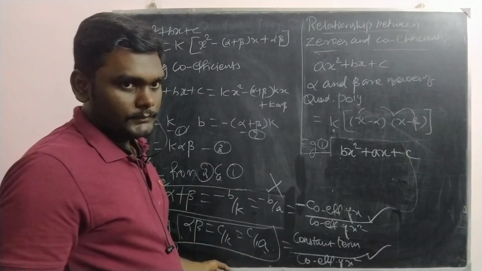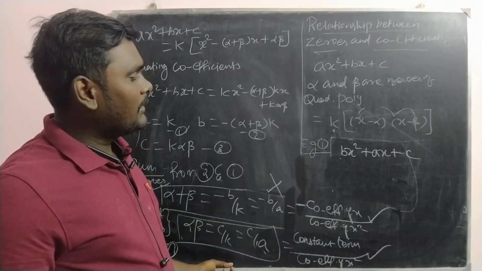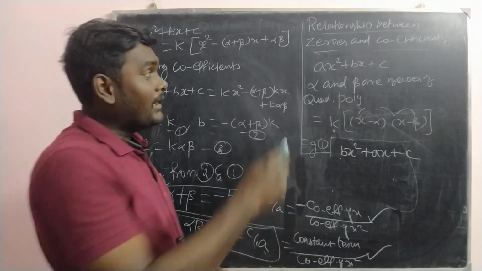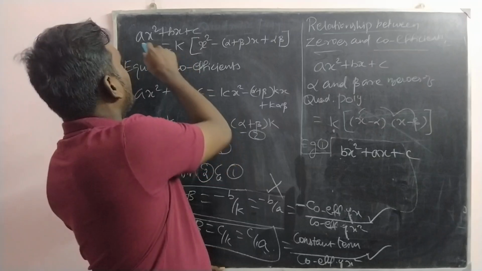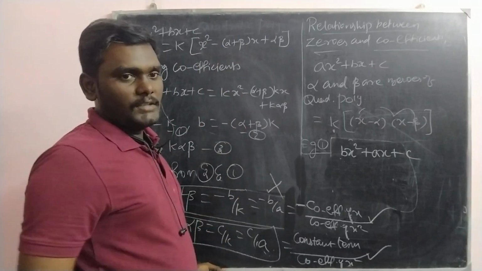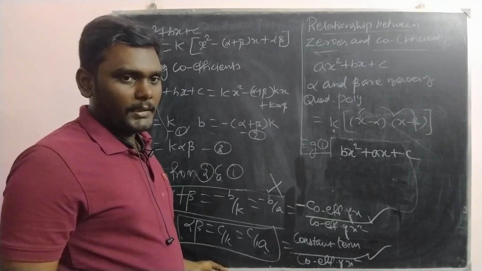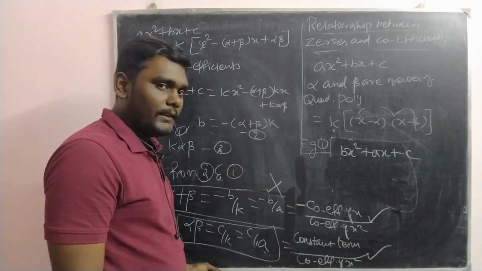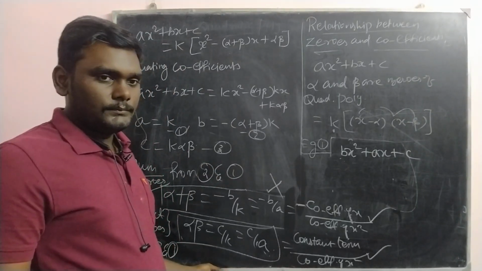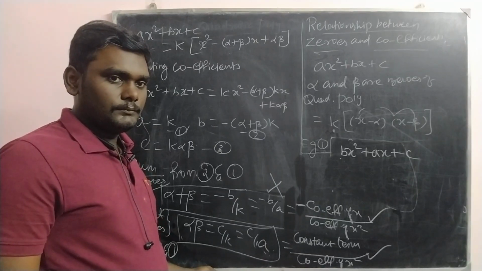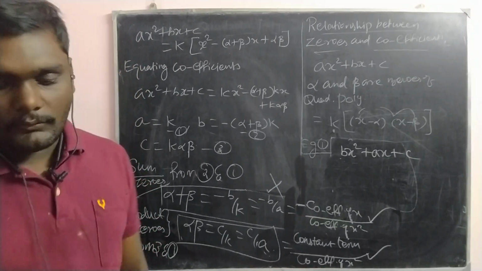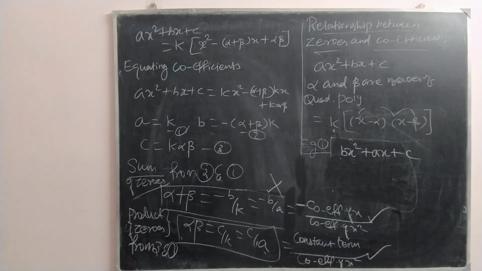Got it? This is about the relationship between roots and coefficients. See, I have related the coefficients with the roots. A, B, C and all are coefficients. The roots are alpha, beta. We have related those things. That is it. Got it? Any doubts? Okay, just note this down. We'll move on to the next one. We'll see some examples on this.